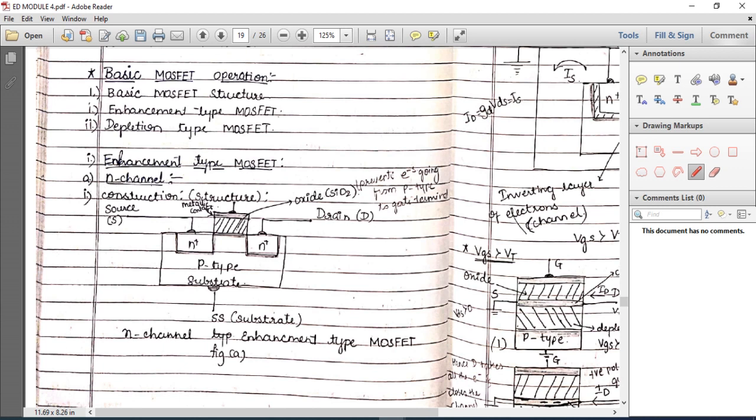So now here first I will start with the N-channel enhancement type MOSFET. In that we are going to discuss the construction, that is nothing but the structure part, then the current and voltage characteristics, that is nothing but the operation.